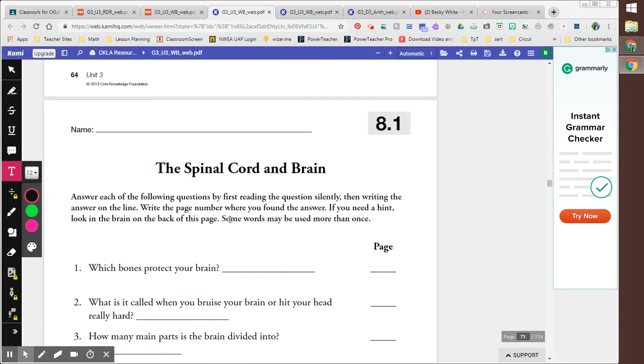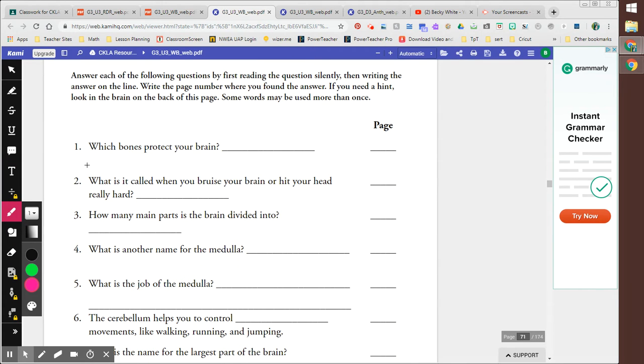And it does say that some words may be used more than once. So that's important because some of you will be asking, is there a possibility to use some of these words more than once? And I'm telling you that yes, you may. Okay, so now let's look at our questions. I'm going to read each question, find the word that goes in the blank, and then tell me what page number in your reader you found them on.